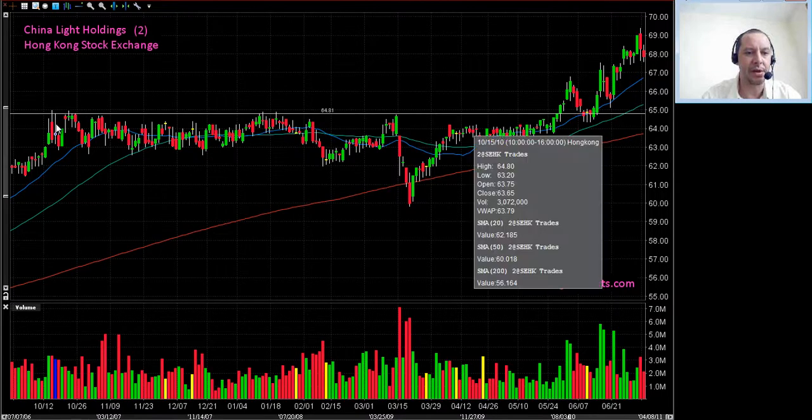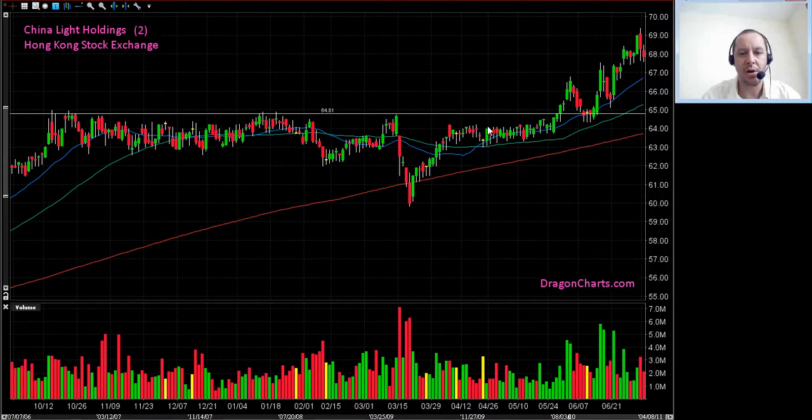If we take a look here, notice how perfectly this horizontal line acted as resistance for many months. This is from October of 2010 all the way until May of 2011. So about 7 months, this horizontal line became the perfect epitome of resistance. 1, 2, 3, 4, 5, 6. 6 times the stock tried to break out above resistance before it was finally able to do so.